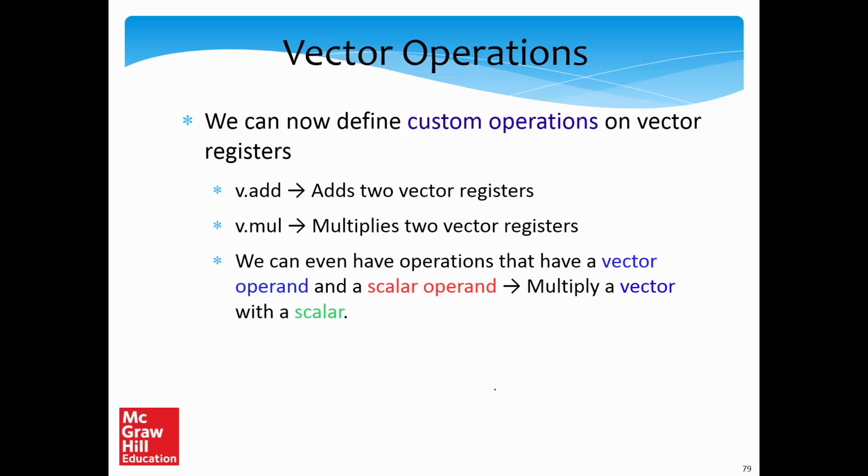So more about vector operations. We can define more custom operations on vector registers. For example, we can define a vector add instruction to add 2 vector registers. We can define a vector multiply instruction to multiply 2 vector registers. But mind you, these are pairwise. Both of these are pairwise addition and multiplication, which means that we consider each element of the vector register and add all the elements separately.